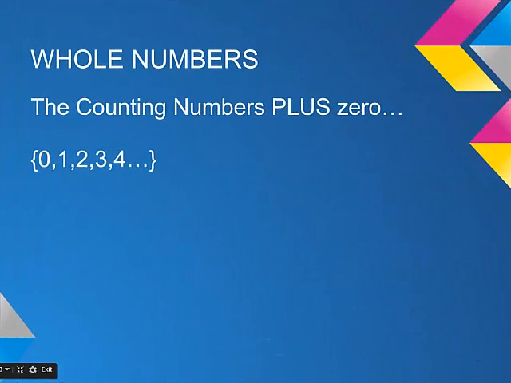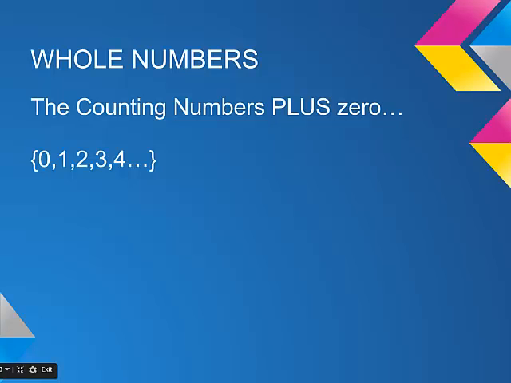We can build another type of number on the number line by simply inserting 0 into that set. So when you take the counting numbers plus 0, you get a set of numbers called the whole numbers. 0, 1, 2, 3, 4, and so on.